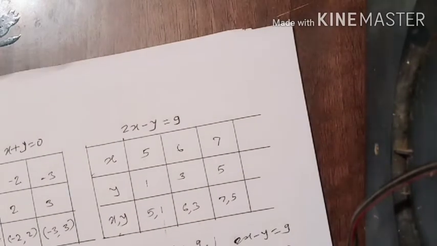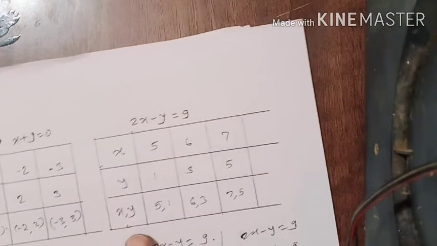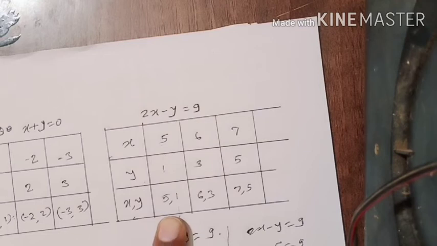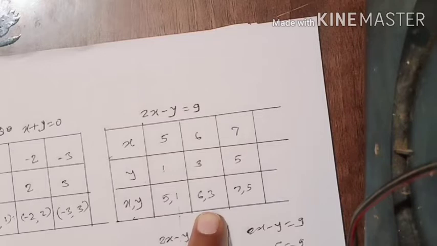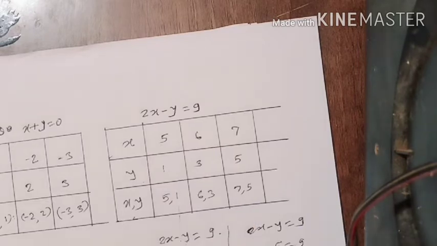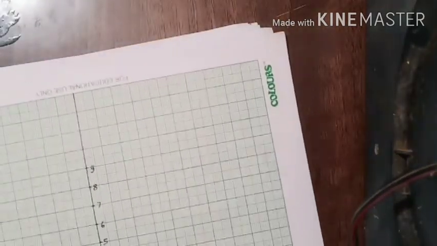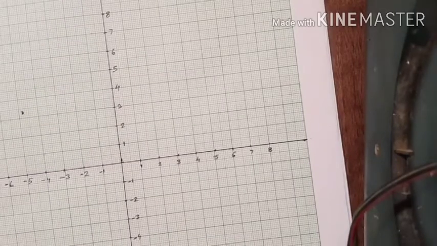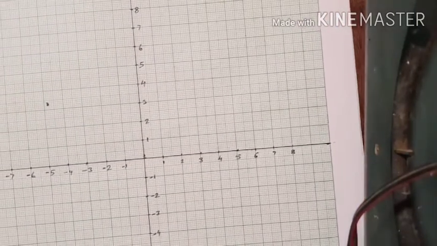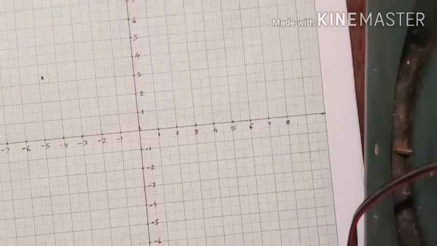Now see here, for the second equation, the coordinates of the first point are 5, 1, the second point is 6, 3, and the third point is 7, 5. Now, boys and girls, we will put the points on the graph paper, and you have already drawn the graph paper in this way. It is a graph paper.